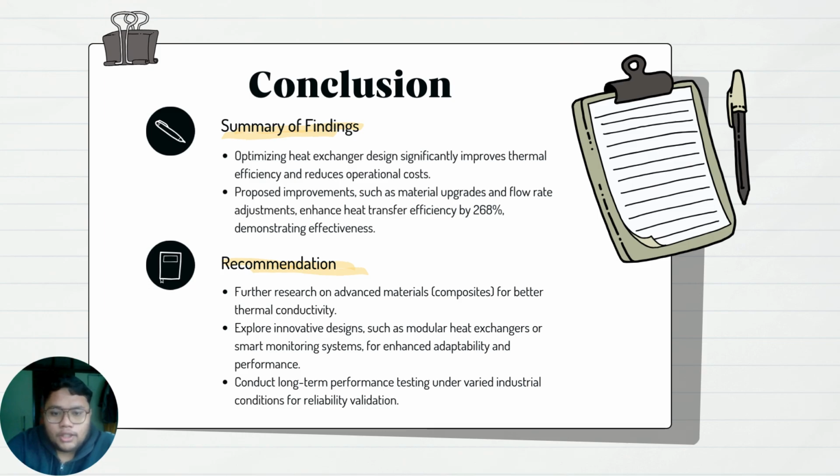For the recommendations, conduct further research into advanced composite materials for better thermal conductivity, and explore innovative designs such as modular heat exchangers or smart monitoring systems for enhancing the adaptability and performance of the heat exchanger. And lastly, conduct long-term performance testing under various industry conditions for reliable validation of the shell and tube heat exchanger.